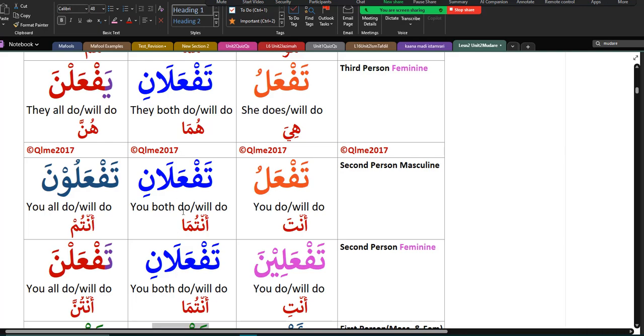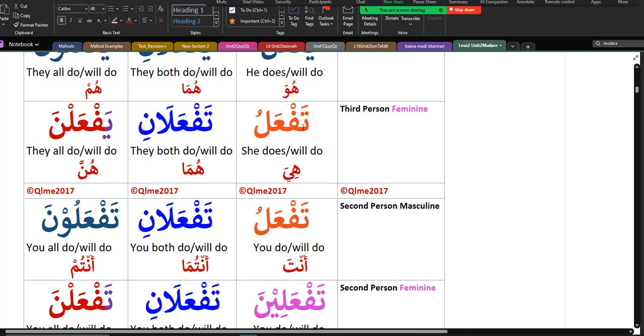Taf'alani, taf'alani, taf'alani. Taf'alu, third person feminine. Okay, this is she does or she will do. And the second person masculine, you do or you will do. These two are same. You have orange color for these. Are you getting it? Taf'alu and taf'alu. This mudare chart is pretty much easy because a lot of the words are repeated here.